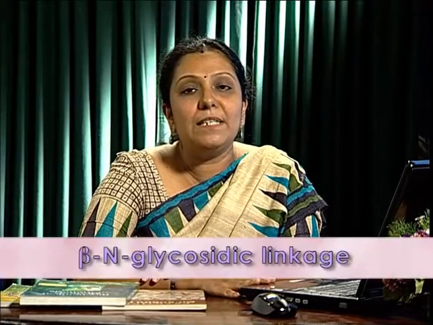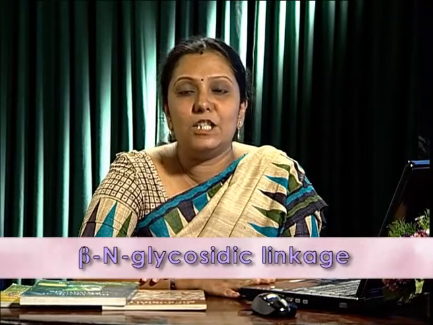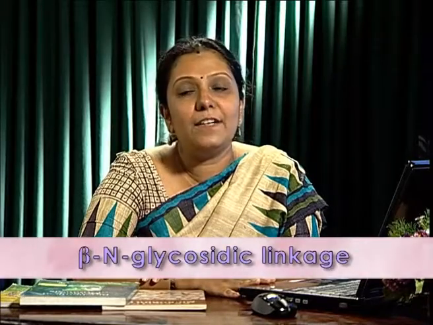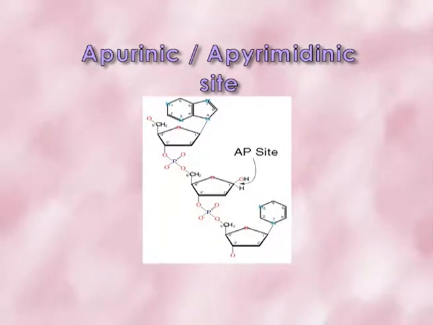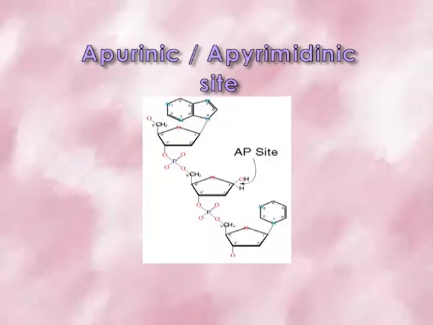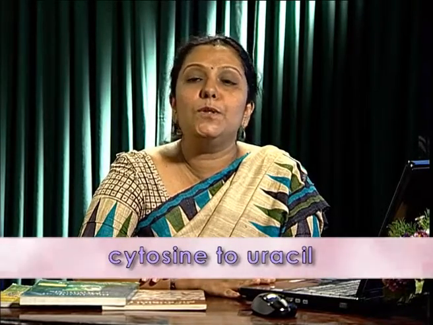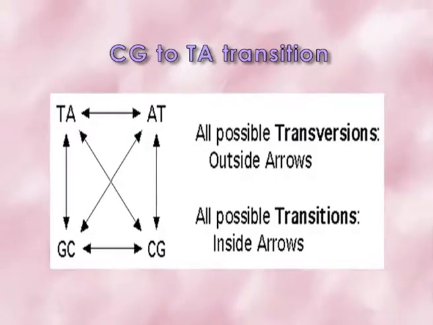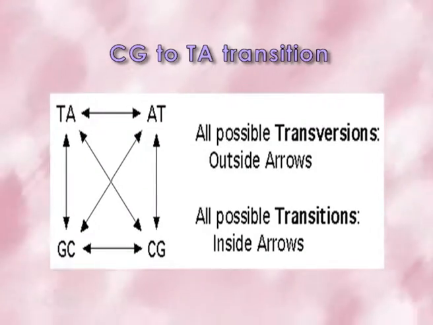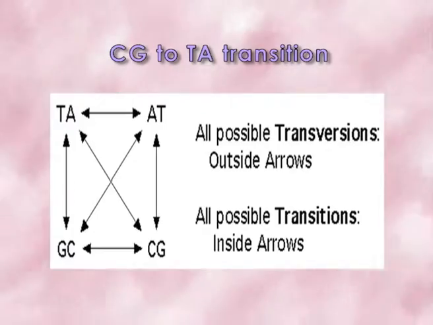First one, the effect of heat. Heat cleaves the beta-N glycosidic linkage in the case of bases, giving rise to the AP site, the apurinic or apyrimidinic site. Heat can increase mobility, so it gives rise to DNA breaks, translocation, inversion, such kinds of chromosomal damage. And heat also helps to convert cytosine to uracil, causing the C to T transition. Sometimes it can cause transversion also.